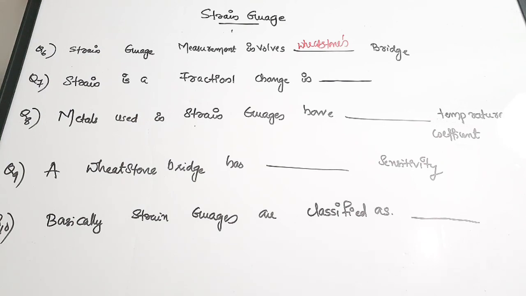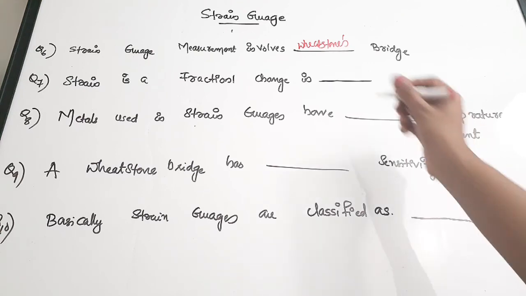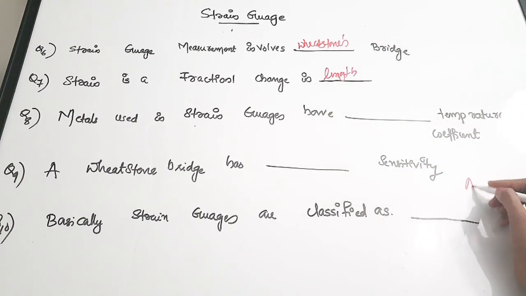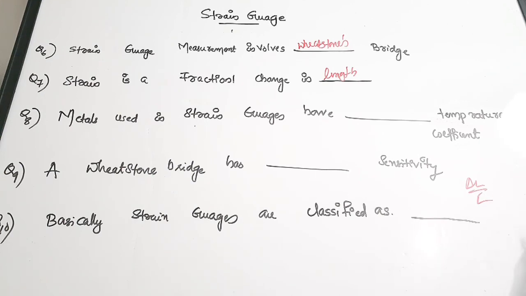Seventh question. Strain is a fractional change in dash. Strain is a fractional change in length. I hope you remember the equation of strain. It is delta L by L, right? So it is nothing but the fractional change in length. So strain is a fractional change in length.